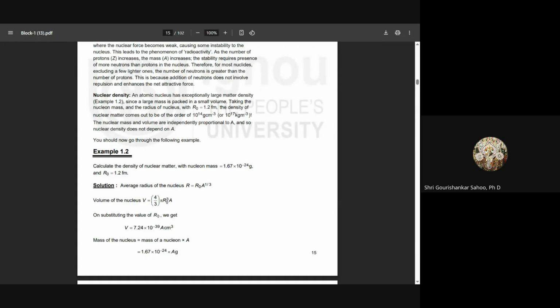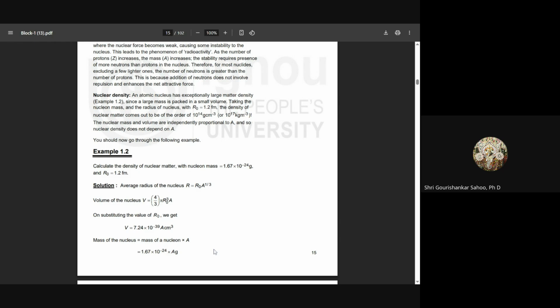An atomic nucleus has exceptionally large matter density, since a large mass is packed in a small volume. The masses of neutrons and protons are around 1800 or 2000 times larger than that of the electron. Taking the nuclear mass and the radius of the nucleus with R0 equal to 1.2 fm, the density of nuclear matter comes out to be of the order of 10 to the power 14 gram per centimeter cube, or 10 to the power 17 kg per meter cube. The nuclear mass and volume are both proportional to A, and so nuclear density does not depend on it.